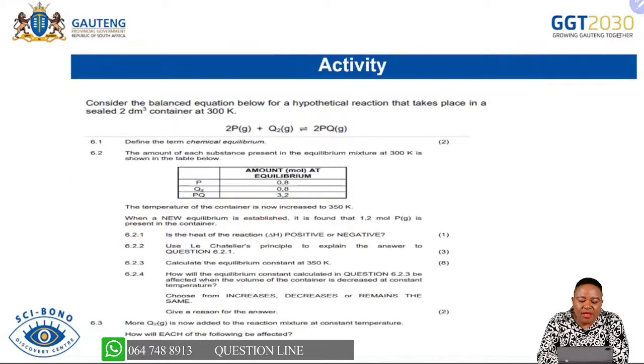This is a previous question paper, whereby definitely we need to know how these questions are asked. And definitely, if you want to start with chemical equilibrium in your examination, you know that you must go to question number 6, because chemical equilibrium is question number 6, and that's where you'll find it.